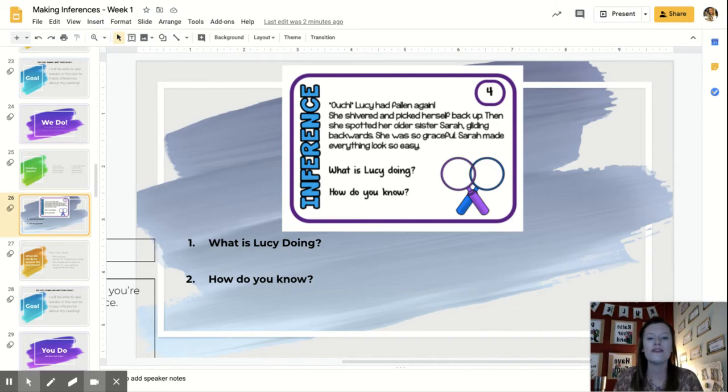Ouch! Lucy had fallen again. She shivered and picked herself back up. Then she spotted her older sister Sarah gliding backwards. She was so graceful. Sarah made everything look so easy.